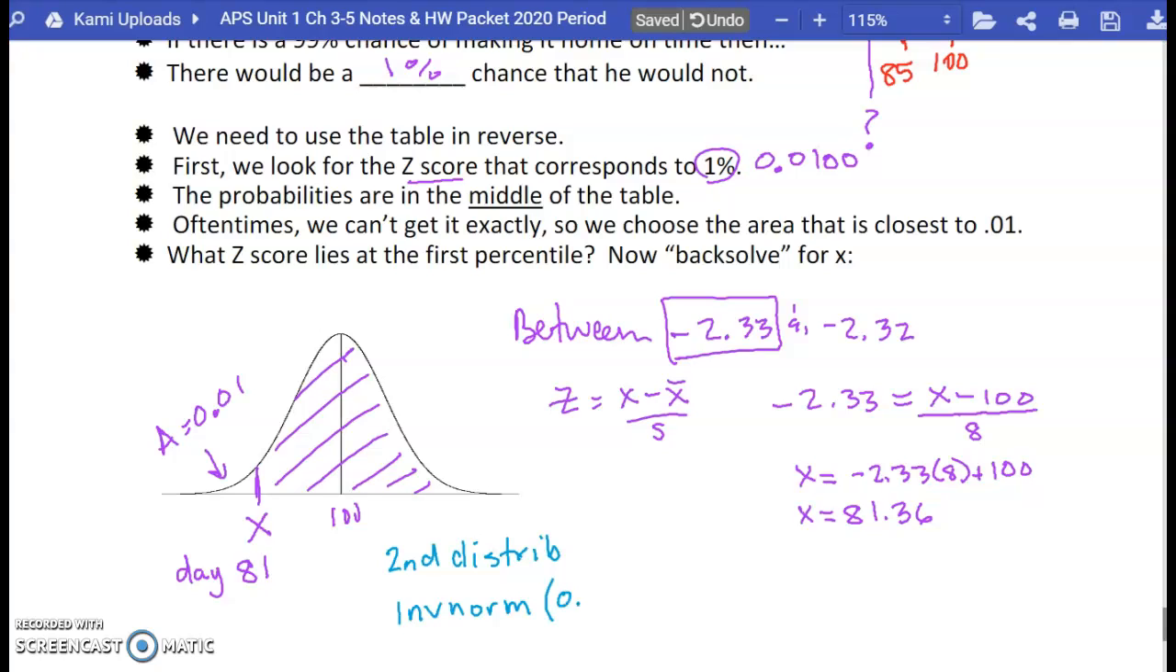So the area I'm interested in to the left is 1%. And it wants to know the mean and standard deviation. So I'm going to put in 100, standard deviation of 8. And it's going to tell me what day Dad needs to come back in order to have only a 1% chance of missing the birth. Now it's going to be a little different than this because we had certainly some rounding here. And actually we couldn't find the exact number of 0.01 on the table. But the calculator does a much better job. So let's take a look at that.